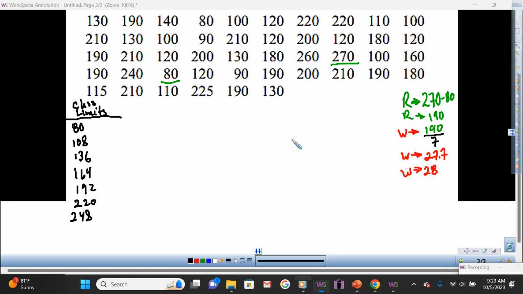So, for my first class, it starts at 80, and it goes to, look up, this line is not subtraction. It says it goes from 80 to what? Well, if the next class starts at 108, that means this one ends at 107. Once again, the second class is at 108, and it goes all the way to what number? Well, if the next class is 136, that means this one is 135, and so on and so forth.